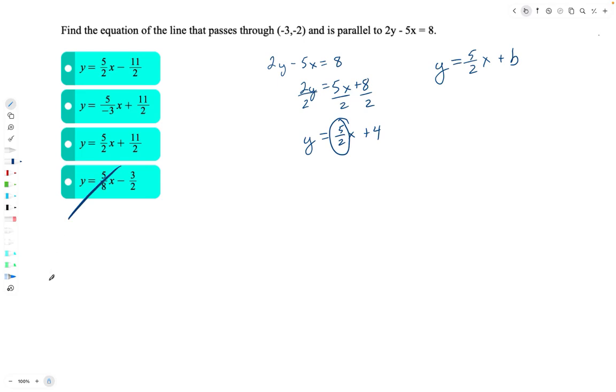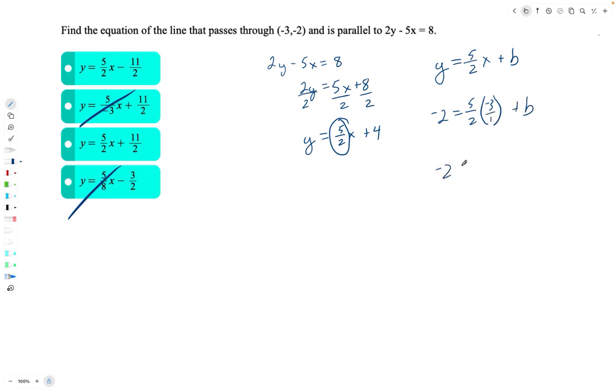So this is not a possible answer. This is not a possible answer. It's either going to be a negative 11 over 2 or a positive 11 over 2. So that's what you've got to figure out. So let's substitute those points in there. So we've got a negative 2 for y, 5 over 2, and a negative 3 for x. We know we turn a whole number into a fraction like that.